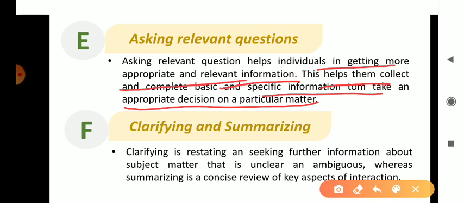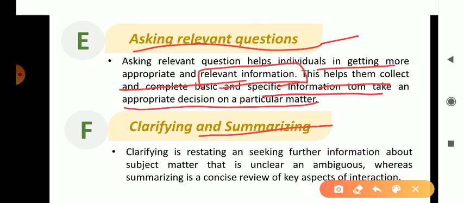So it means I ask a question to know whether what I want to give you is really getting across to you or not. It gives the relevant information by asking the appropriate questions. Okay, relevant or appropriate questions. Then the next one is clarifying and summarizing.